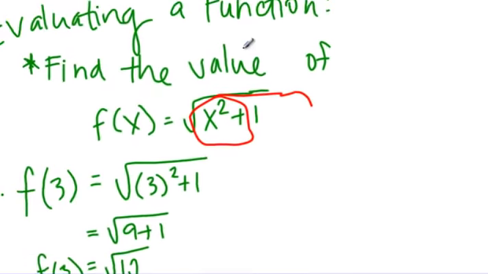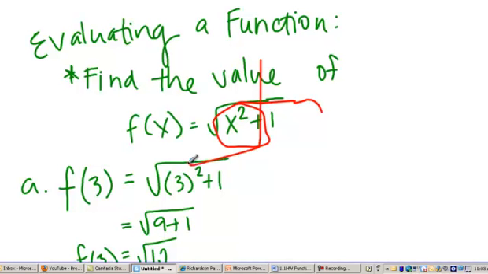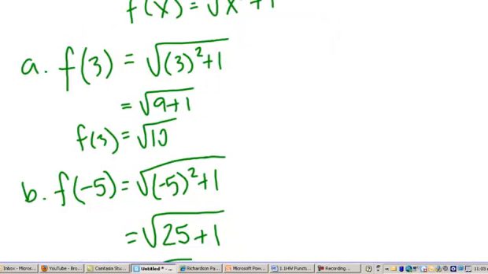Sorry, it jumped around again. One more, sorry. Okay, so if I give you f of 3, you are going to substitute 3 in place of x. So you have the square root of 3 squared plus 1. Then you get the square root of 9 plus 1. And your answer is f of 3 equals the square root of 10. Okay?